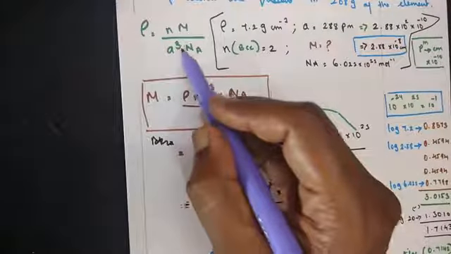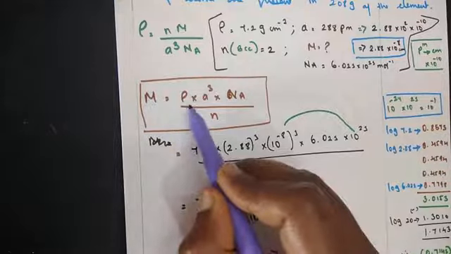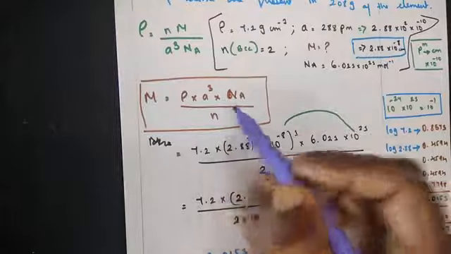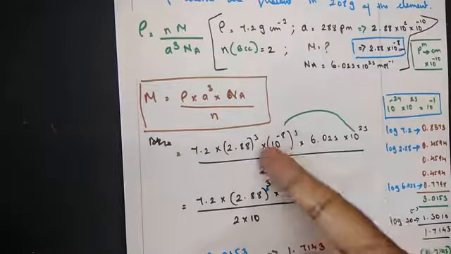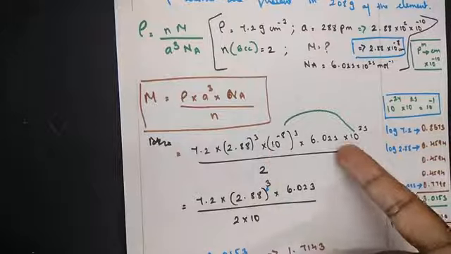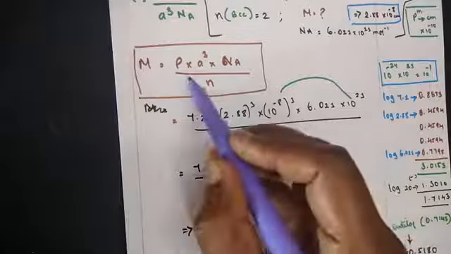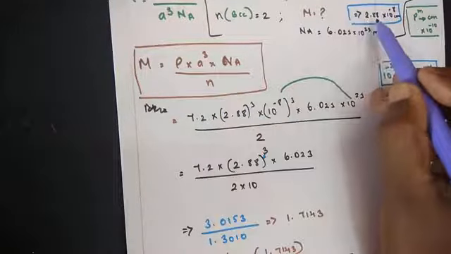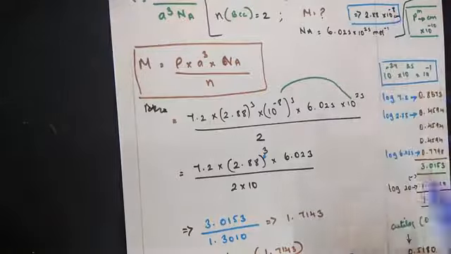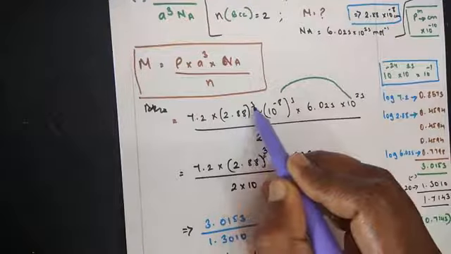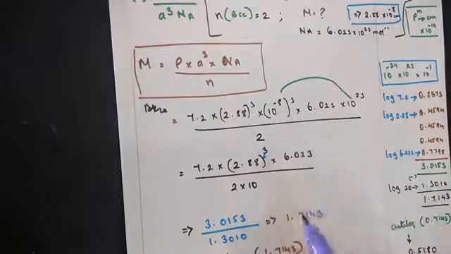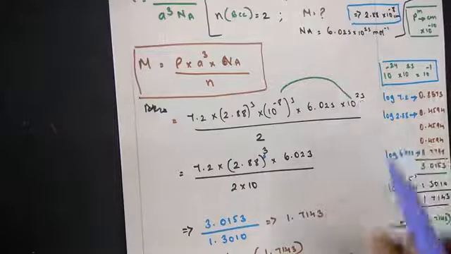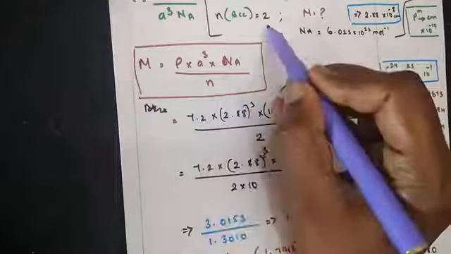So as usual, let's rearrange the formula. M is equal to rho into a cube into Na by n. In the previous two questions, after this step, I directly showed you a method of substituting the formula for the number of atoms. Here I am doing it a little differently. So substitute the values: rho, that is 7.2, into a cube, where a is 2.88 into 10 to the power minus 8 centimeter. So we are writing 2.88 to the power 3 and 10 to the power minus 8 into 3, into Avogadro's value 6.023 into 10 to the power 23, by n, which is equal to 2.